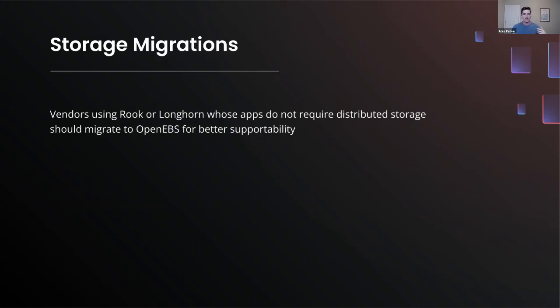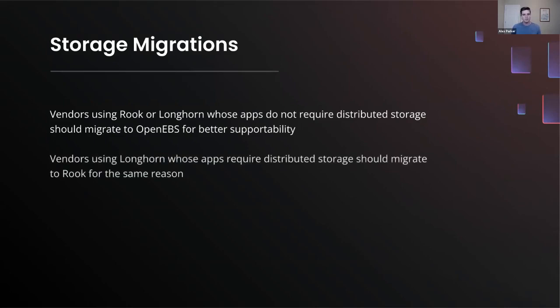So any vendor that's currently using Rook or Longhorn on a single node or on a multi-node cluster and their app doesn't require that, they should migrate to OpenEBS. It's going to be more supportable and just better for them in the long run. And then anyone using Longhorn also should, but their app requires distributed storage. Like I said before, Rook is the recommendation in that case. So we encourage you to migrate over to Rook there.